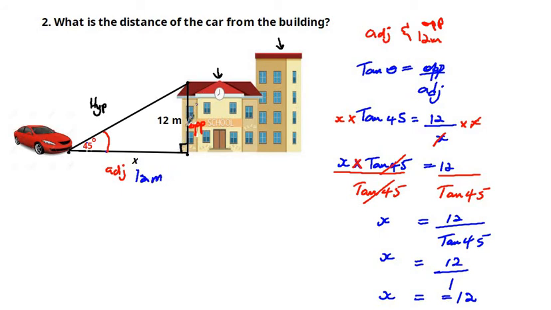Right, 12 meters, similarly to the height. So the same measurement of the height, the measurement of the top of this section of the building from the ground is 12 meters, and the distance of the car from the building is also 12 meters. Alright, so let us keep moving. Next question.